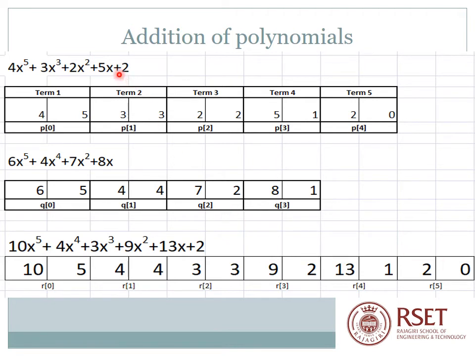So here it is a matter of only copying this 2 and its corresponding exponent, that is 0, to the resultant array. Again, if it had some more terms, then that also would be copied. So this is the basic manipulation of polynomial addition. So I'll be explaining it once more.